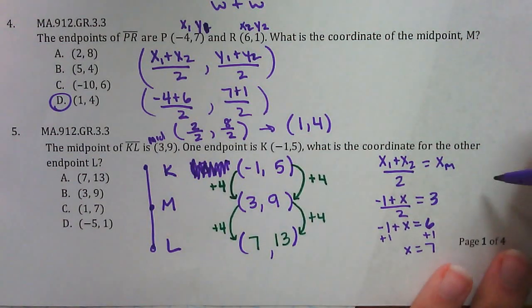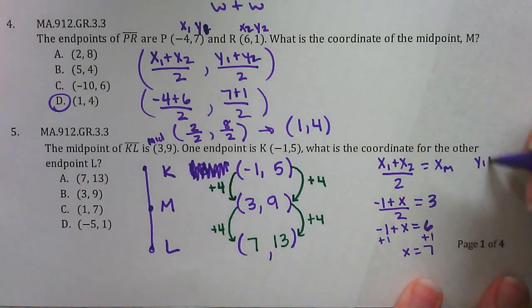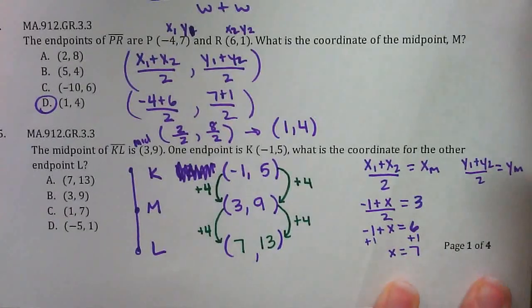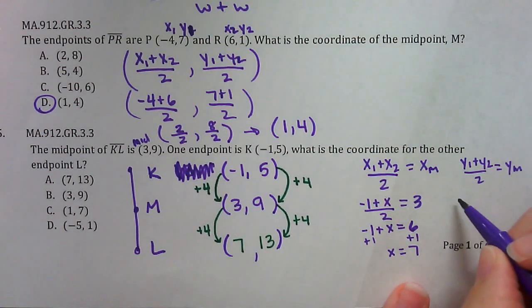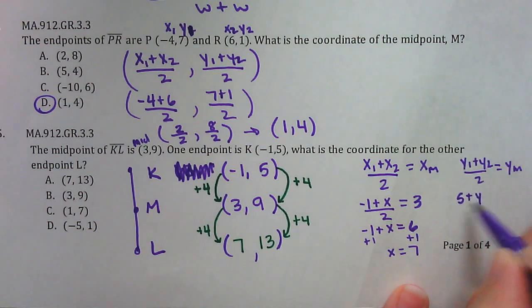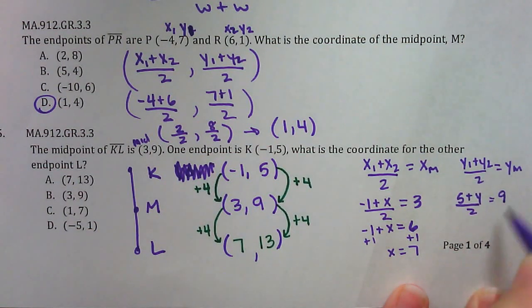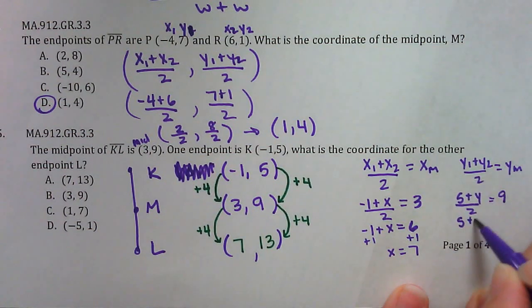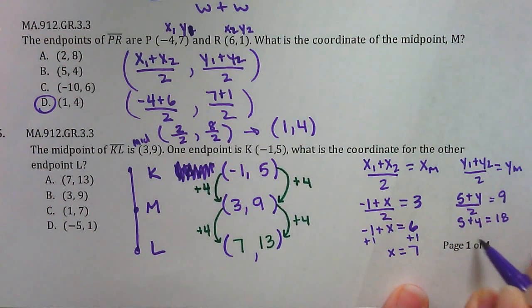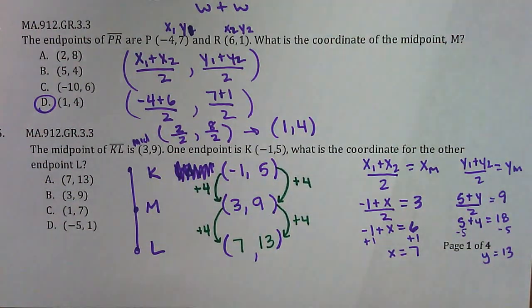If I do the same pattern for y, (y1 + y2) over 2 equals the y for the midpoint, I would say (5 + y) over 2 is equal to 9. Multiply both sides by 2, and then subtract the 5. That gets you the answer.